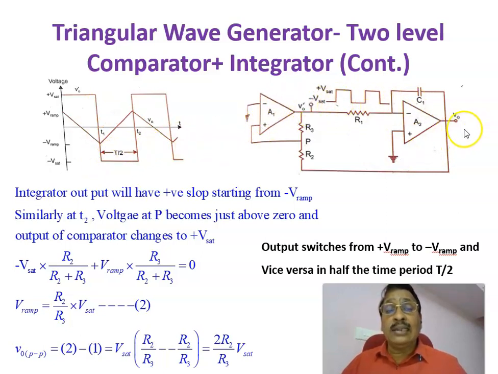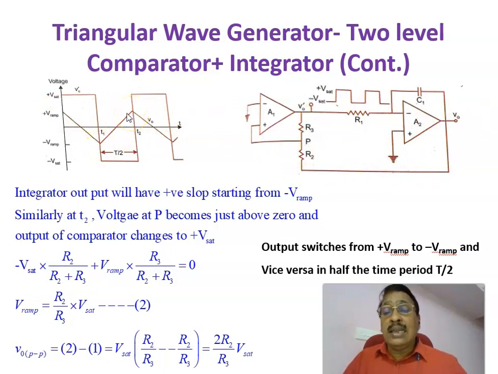Then when you are integrating, it will have a negative voltage input. Therefore, it will have a positive output slope because we are applying a negative input. That is why the output of this integrator will have a positive slope, changing from minus Vramp to plus Vramp.